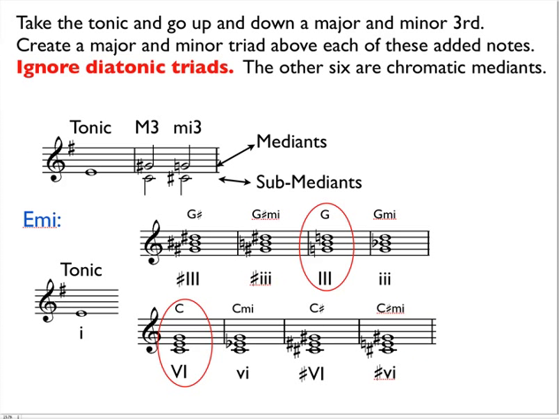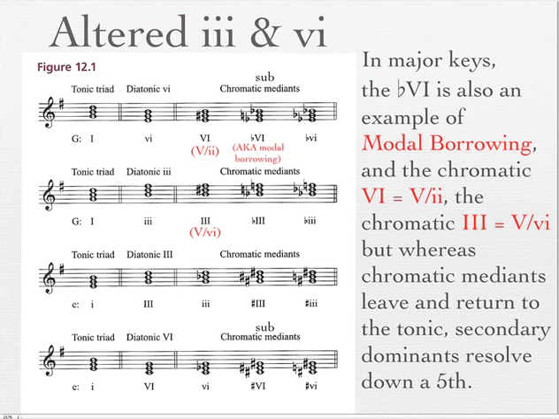Here is the same procedure in a minor key. Notice that in major keys some of the altered roots are lowered, and in minor keys those altered roots are raised. Here again, in the keys of G major and E minor are the tonic triads along with the diatonic 3 and 6 chords. Then to the right are the chromatic mediants, which are the altered 3 and 6 chords.